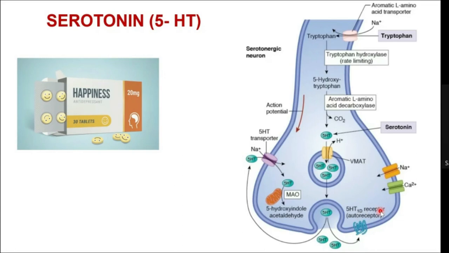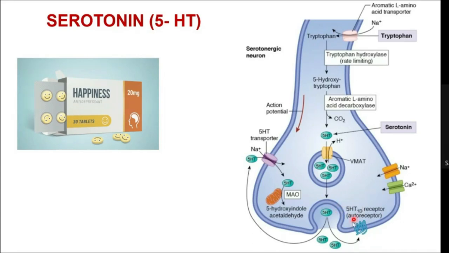So we should know that there are many subtypes of serotonin receptors. Almost all of them, except for 5-hydroxytryptamine 3, are G protein coupled receptors. Most of them are going to act via cyclic AMP. Anyways, we are going to come back again with another slide where we might talk about the receptors.